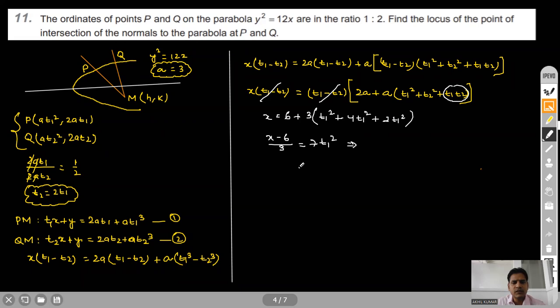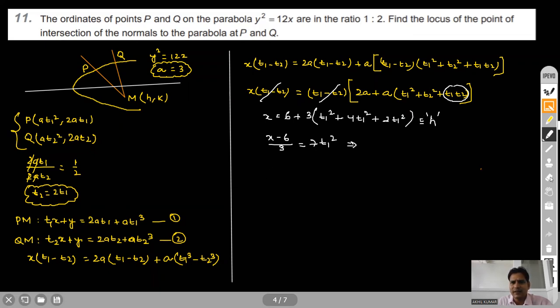Now, this is the X coordinate, which means H. This is equal to H. This is nothing but our H, what we have considered. So this is our X. And one more thing we can say: since we got this value of X, we can have the value of Y also. So let me put that in here.